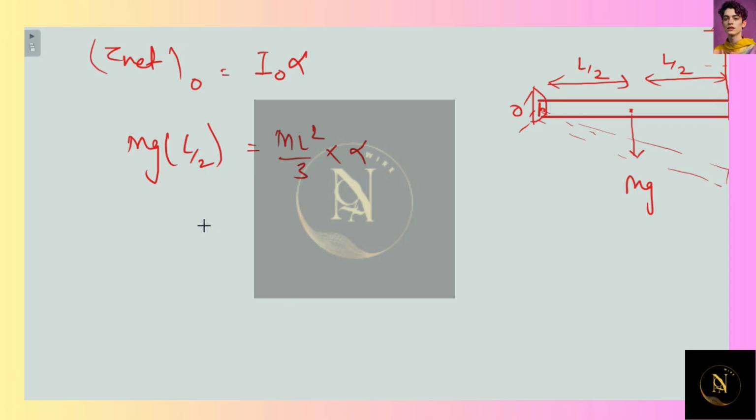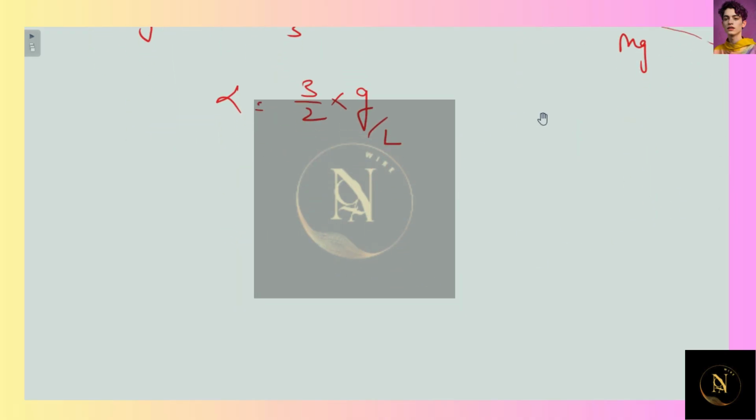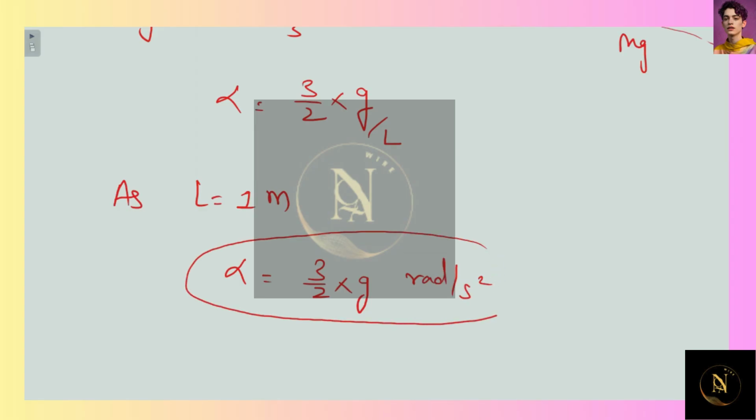Now we can further say that alpha comes out to be 3 by 2 into g upon L. We are given the length L equal to 1 meter because it is a meter stick. So alpha is equal to 3 by 2 into g radian per second square. So this is the acceleration of this meter stick and this is our answer.